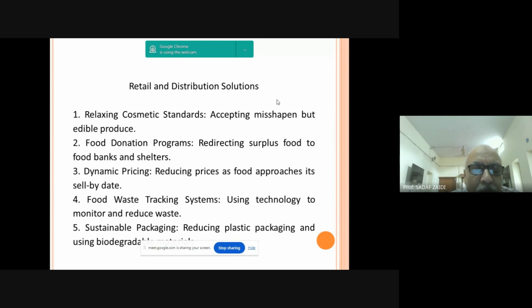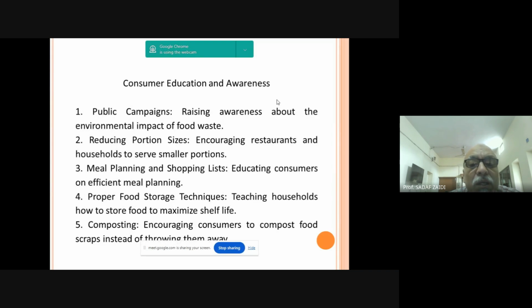Okay, then using technology to monitor waste, sustainable packaging, consumer education and awareness. You can have public campaigns, you can have reduced portion sizes.